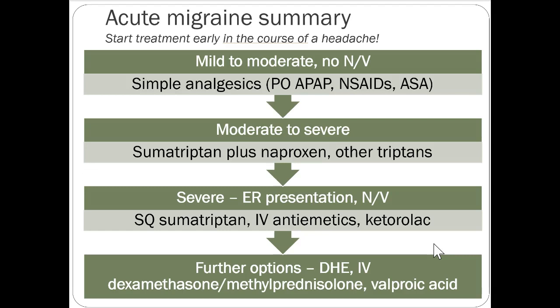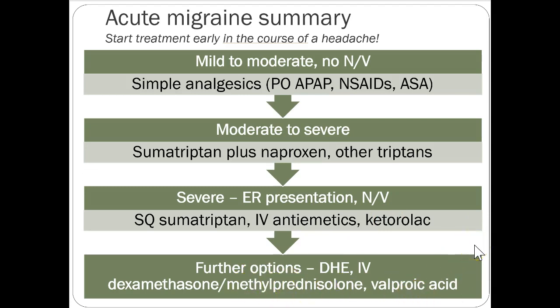Severe would be more like an emergency room presentation with nausea and vomiting present, and that's where you'd probably look at subcutaneous sumatriptan, IV antiemetics, ketorolac, and then further from that, you could look at DHE as an option, IV dexamethasone, IV steroids, and valproic acid.